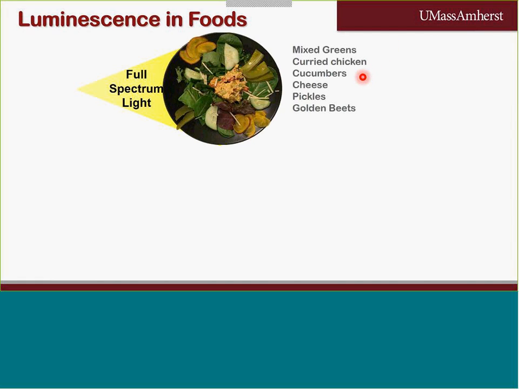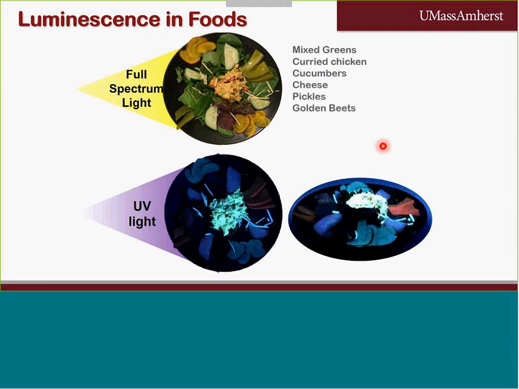Let's take the case of a simple plate of salad: mixed greens, curry chicken, cucumbers, cheese, pickles, and golden beets. Once exposed to full spectrum light, you see, of course, what we normally see when we eat our food. But once we excite them with UV light, you see that our sample actually glows. So our foods glow. You can see the emission from the curcumin in the curry chicken, the chlorophyll in the pickles, the riboflavin in the cheese, and also the betaxanthin in the golden beet.